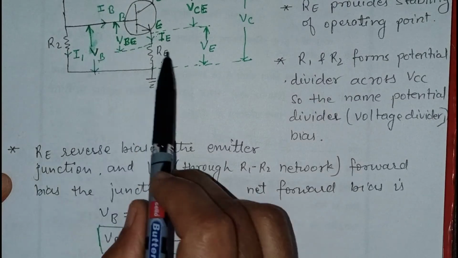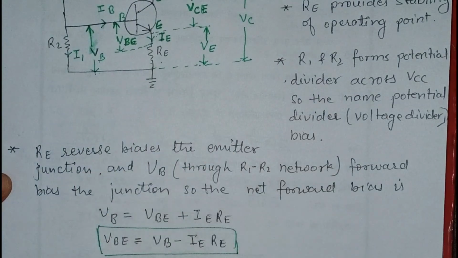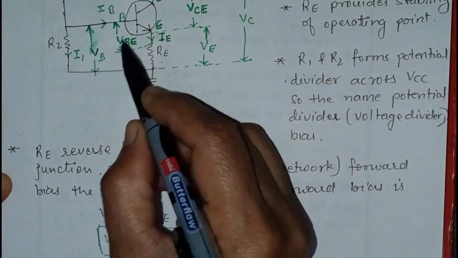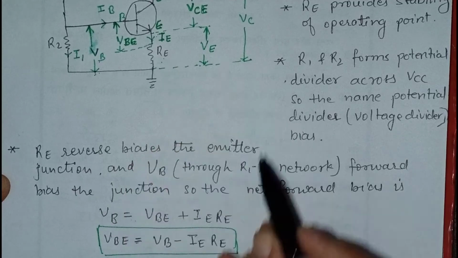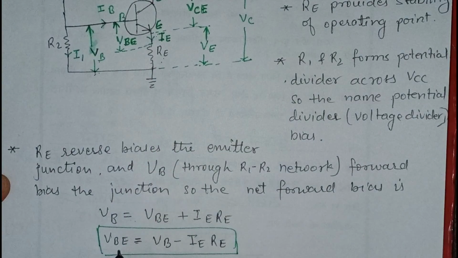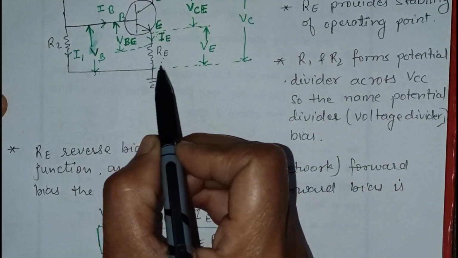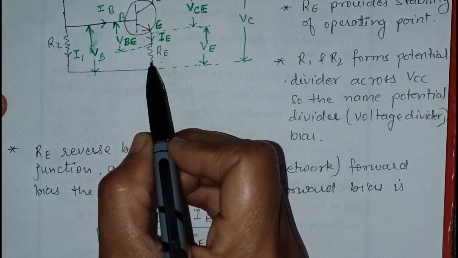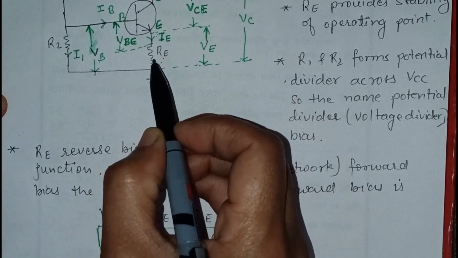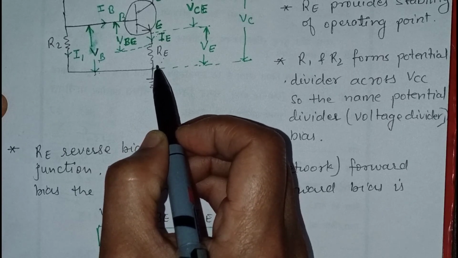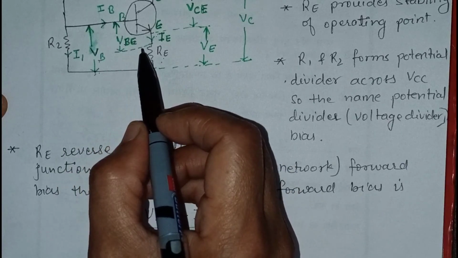If we write the loop equation for this segment of the circuit, this VB equals VBE plus IE into RE. So the effective voltage VBE is equal to VB minus IE into RE. So resistor RE provides negative feedback to the input side. Through this resistor, the AC signal as well as the DC signal are fed back to the input side.